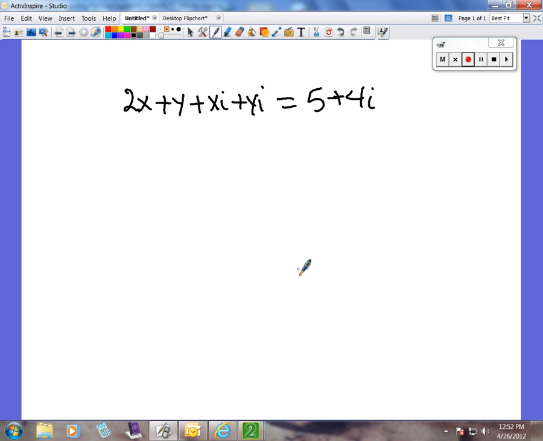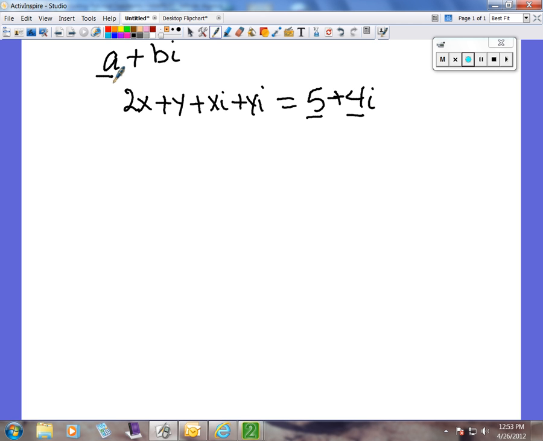Our goal is to solve for x and y. But we have i's in this. We have imaginary numbers, which makes it complex. So you have to get each side set up so it's in a plus bi form, where you have an a plus bi. This one's already that way. So this is your a, right? And this is your b. Over here, you've got to determine what's my a and b.